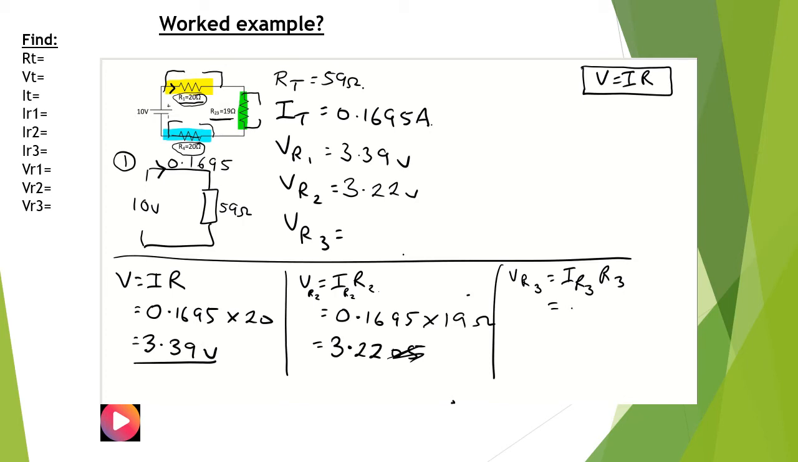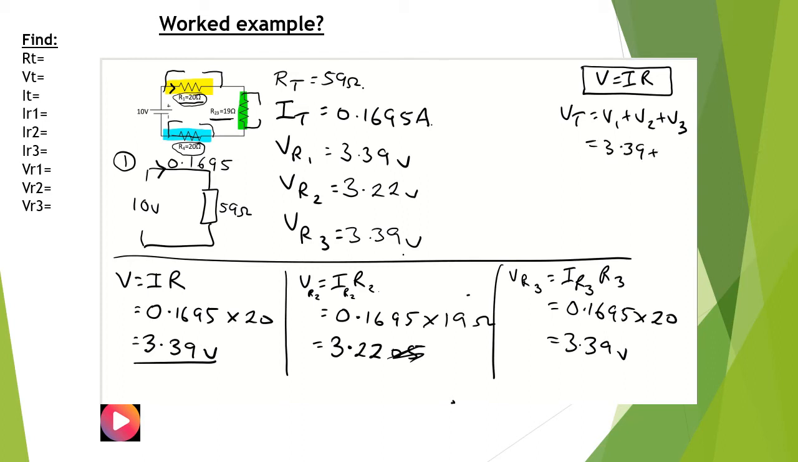because if we follow the maths here, 0.1695 multiplied by 20 is 3.39 volts. Alright, now something we should do, because we know that Vt is equal to V1 plus V2 plus V3, I'd just like to check our answers.